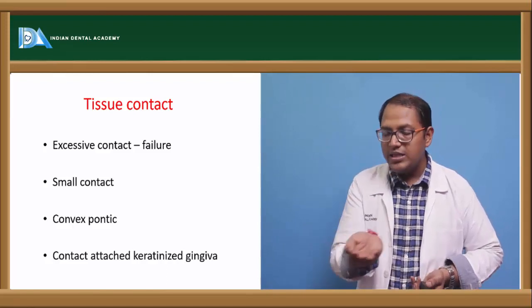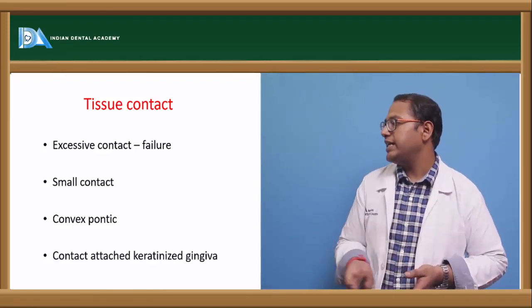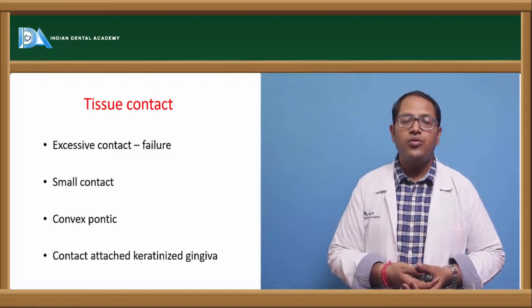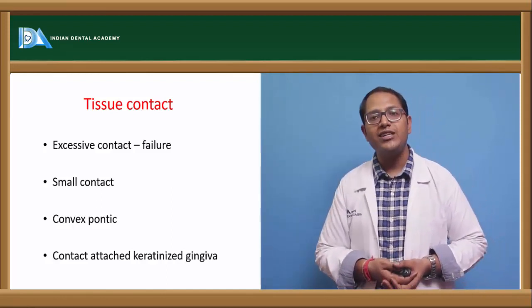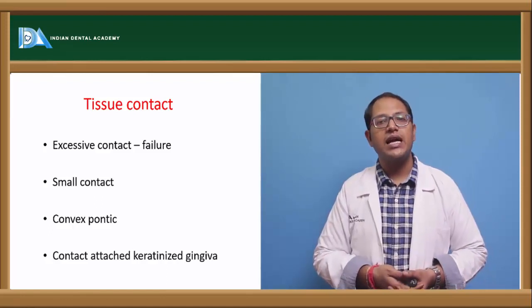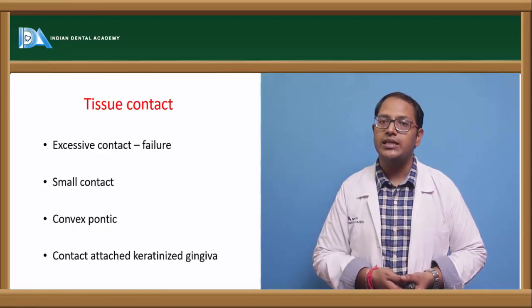It should be down in C shape. Convex Pontic. Contact should be on attached keratinized gingiva. Why should the contact be on attached keratinized gingiva? Because we know the gingiva is classified as keratinized and non-keratinized.